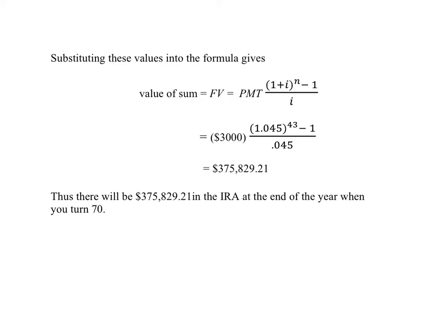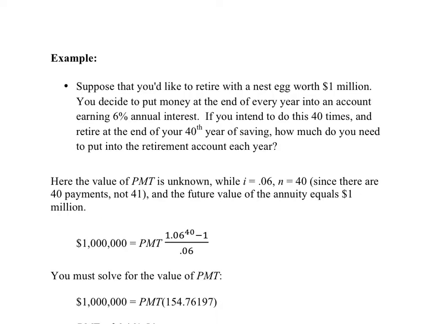We substitute into the formula, 0.045 for i, 43 for n, 3,000 for PMT. We compute that $375,829.21 is the amount of money that will be in the IRA at the end of the year when you turn 70. Our next example illustrates another way of using the formula.